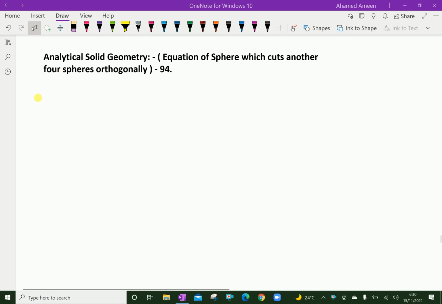Welcome to aminacademy.com in Analytical Solid Geometry, regarding the equation of a sphere which cuts another four spheres orthogonally. We have to find the equation of a sphere which cuts another four spheres orthogonally. We'll find the general condition for this.